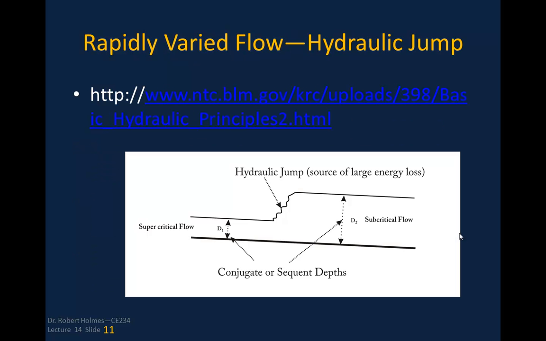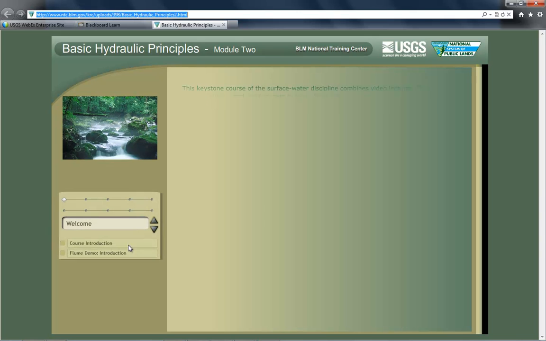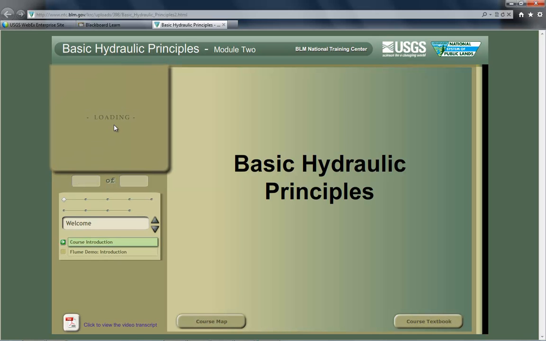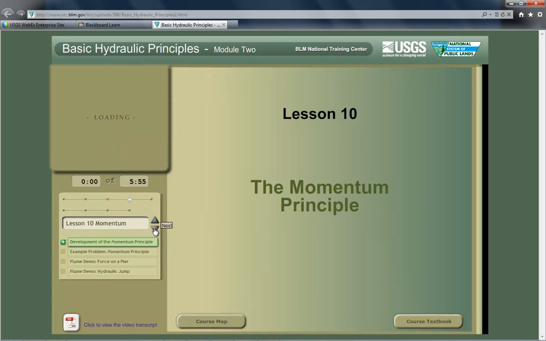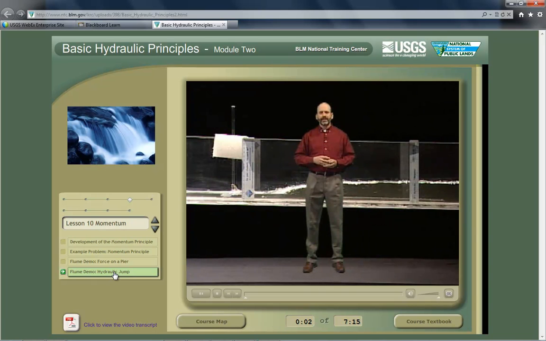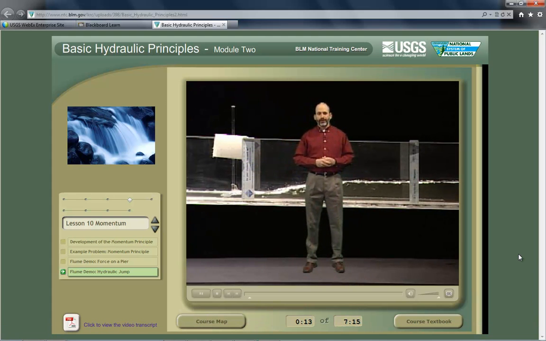I want to show you really quickly what I mean when we're talking about rapidly varied flow. We're going to talk about a hydraulic jump. So let's show you that really quick. This is on the modules that we put together out in Phoenix, Arizona, that I did for the Bureau of Land Management. In this flume demonstration of the momentum principle, what we have created is a hydraulic jump. On the upstream side, we have a sluice gate, which is up beyond our measurement, up beyond our scale.